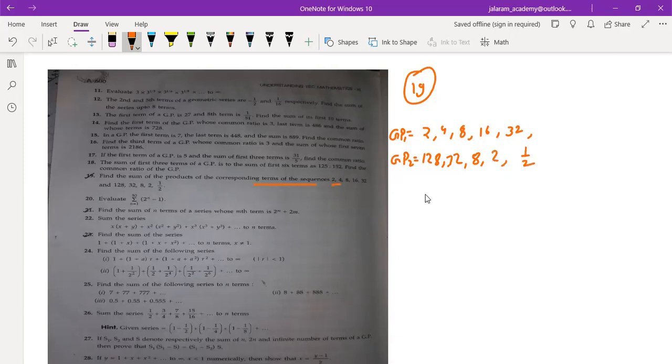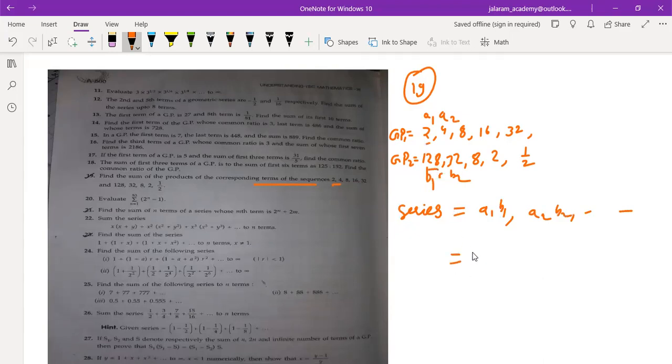And what we have to find? The sum of products of corresponding terms. Means if A1 is the first term of GP1 and B1 is the first term of GP2, then for the next series, actually we don't know whether it is an AP or a GP. So first we multiply A1, B1 to get the first term, A2, B2 to get the second term of this series and so on.